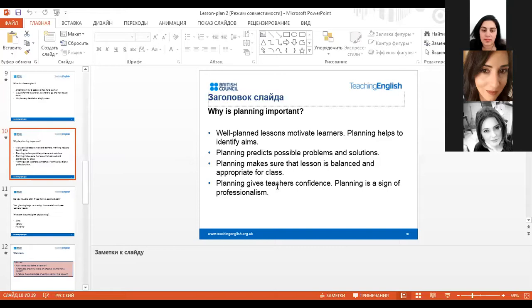Planning helps to identify aims. It helps us to predict possible problems and solutions. If lessons are planned in detail, then you can predict some possible problems and have some solutions for them. And of course, planning makes sure that the lesson is balanced and appropriate for the class. Planning gives teachers confidence, as I mentioned before. And planning is a sign of professionalism. Do you agree with this statement?